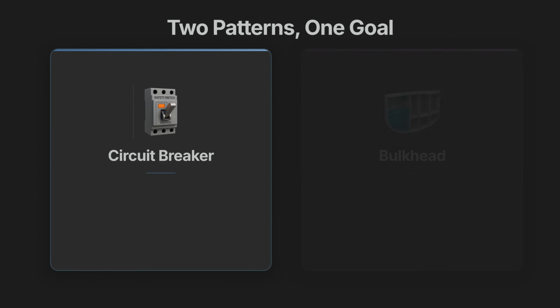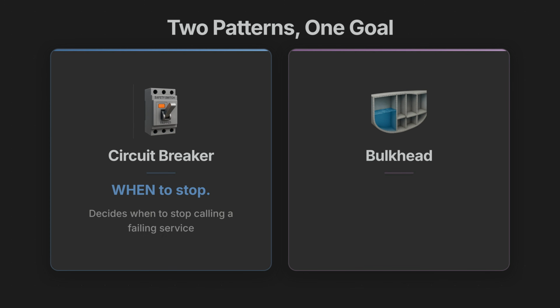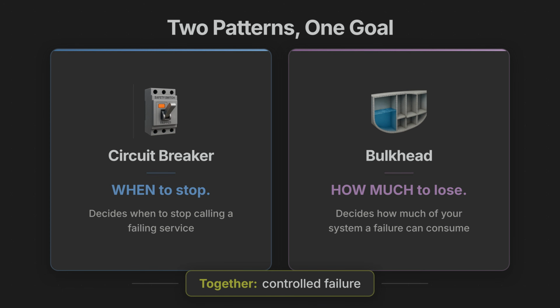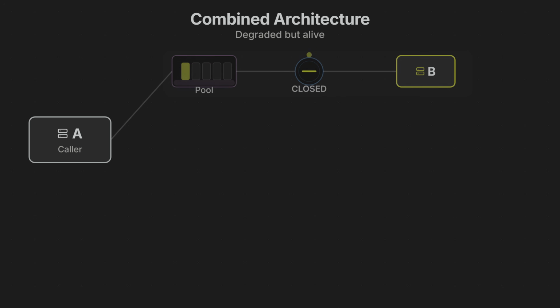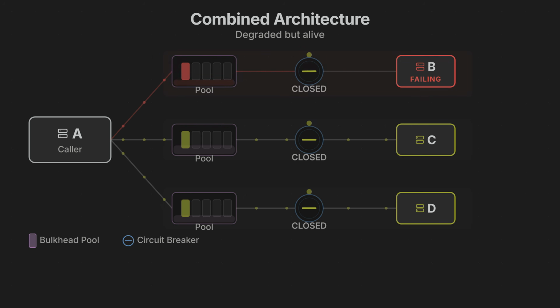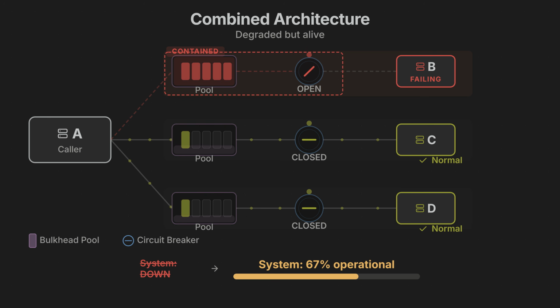Circuit breaker decides when to stop calling a failing service. Bulkhead decides how much of your system a failure is allowed to consume. They solve different problems. Together, bulkhead contains the blast radius from the moment failure starts. Circuit breaker stops the bleeding once the pattern is clear. Your system degrades gracefully instead of collapsing entirely.